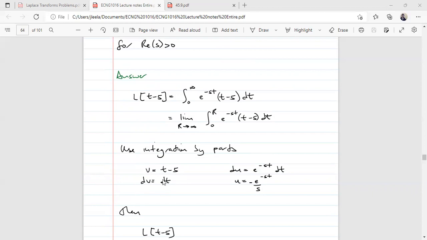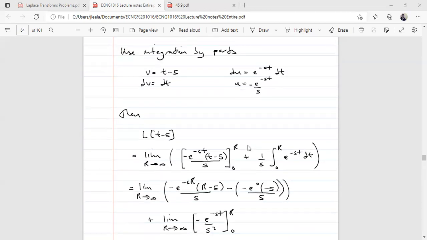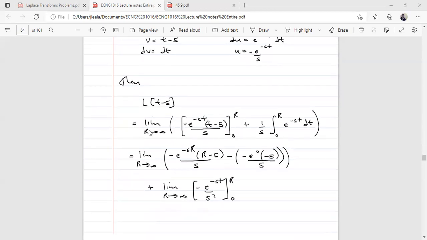Differentiating here with respect to t, the constant 5 will drop out, so you get du is dt. And then you have dv is e to the minus st dt. So if you integrate this with respect to t, you'll get minus e to the minus st over s, which we're quite familiar with because it's something being repeated a lot in a lot of the problems.